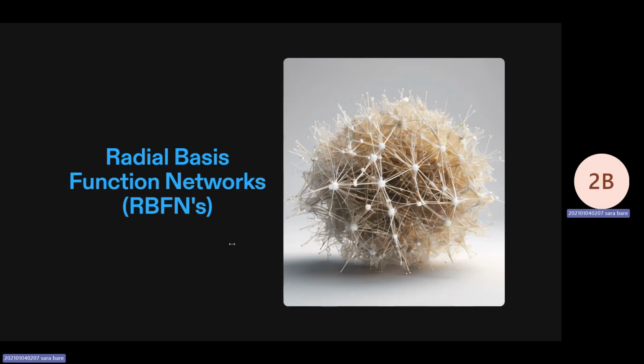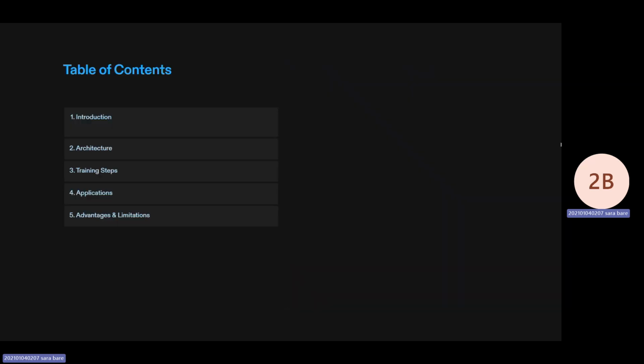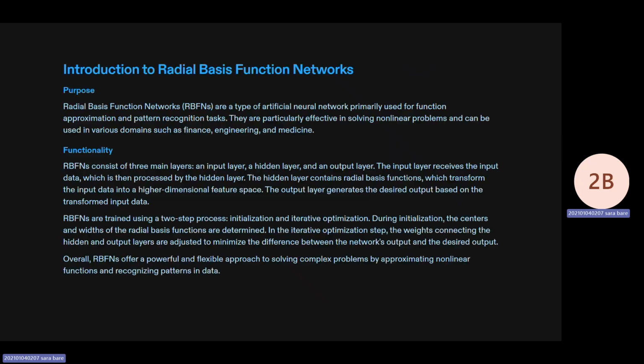So in this presentation, we will be covering the introduction, its architecture, training steps, applications, advantages, and limitations. So moving to its introduction. Radial basis function networks are a type of artificial neural network which function for approximation and pattern recognition tasks. They are particularly effective in solving nonlinear problems and can be used in various domains such as finance, engineering, and medicine.